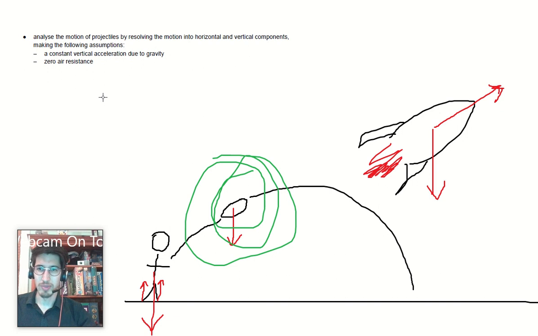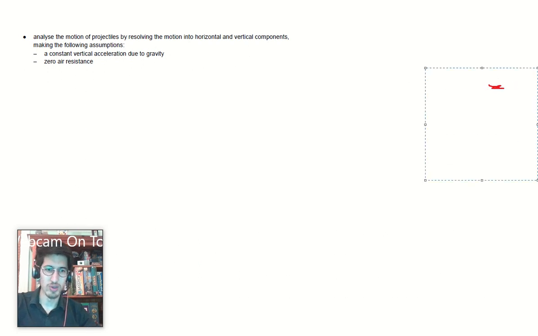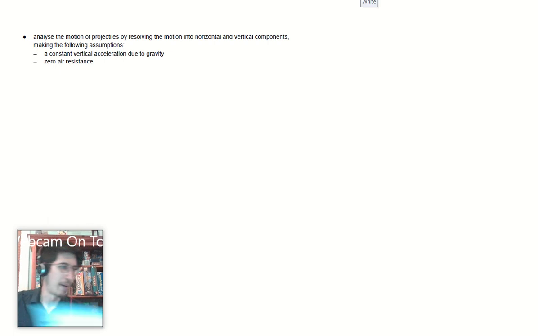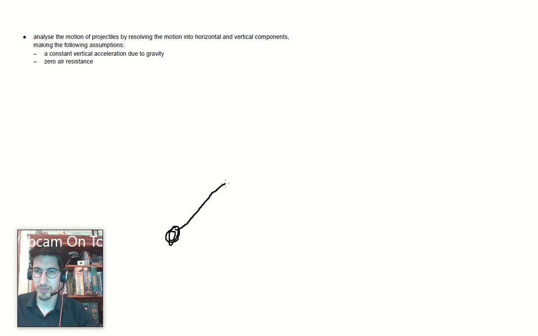So the next thing we have to think about is how do we resolve the motion of a projectile into horizontal and vertical components? We do this via vector analysis. If we imagine a ball in the air being thrown in this direction with a vector that large, so that's its velocity. Let's say this is a velocity of 5 meters per second. We can resolve it into horizontal and vertical components.